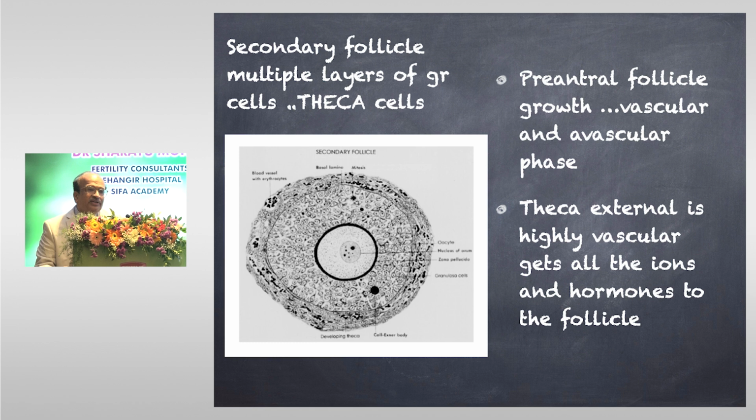So the preantral follicle has an avascular part and a vascular part during its course of development. The theca externa is highly vascular. It gets all the nutrition and the hormones to the theca, and then it goes all the way to the oocyte. But let me tell you, who decides, well, I want so many granulosa cells? Who else? The female herself. The oocyte decides, I want so many granulosa cells. Nobody else can. Okay? Nature starts there, and that's what we see now.